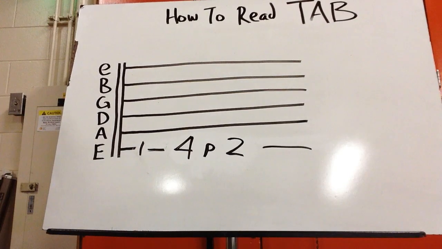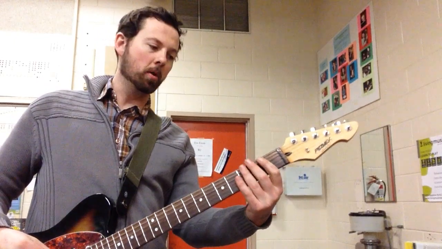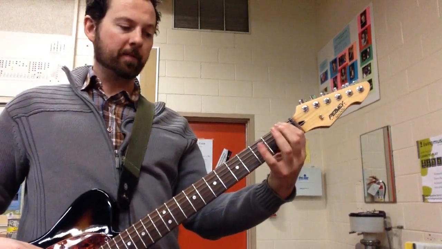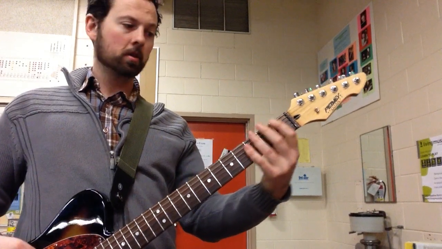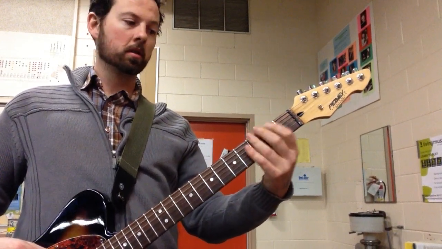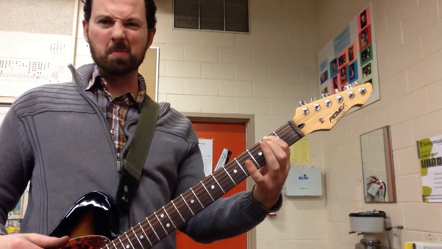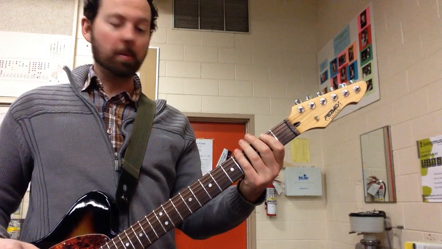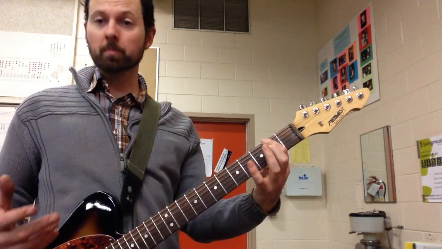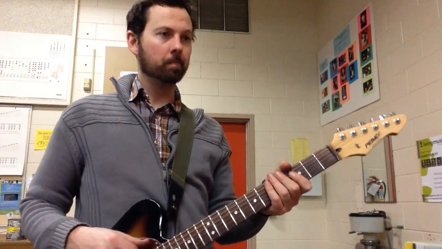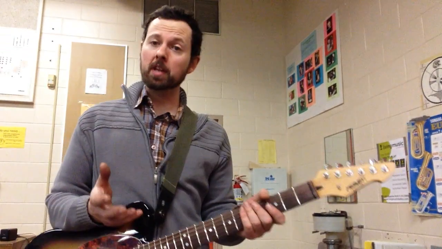Okay, well let's see if I can play this. So I can play a 1, play a 4, hammer and pull off to 2. Doesn't really sound that nice, so I guess I picked some nasty numbers. But that pull-off thing is what's important. Okay? That's a good start for tab.